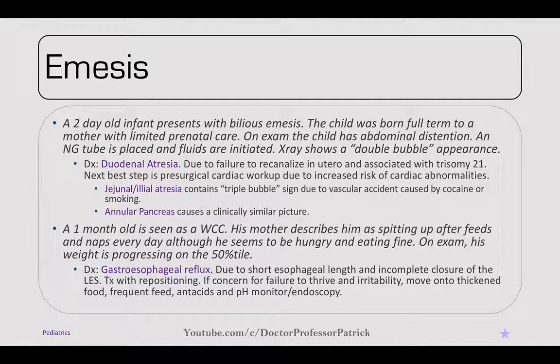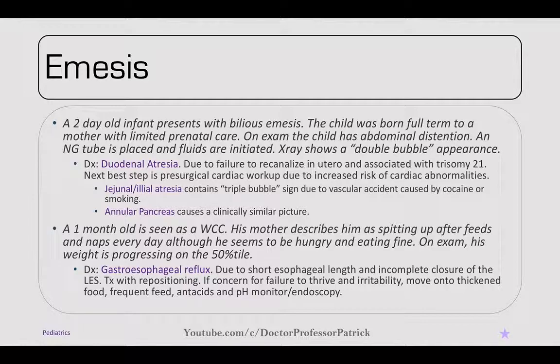There's also jejunal or ileal atresia. This contains a triple bubble sign. It's due to a vascular accident, usually by cocaine or smoking. And then annular pancreas can commonly cause a double bubble as well. It causes a similar clinical picture, and it's also increased in trisomy 21.